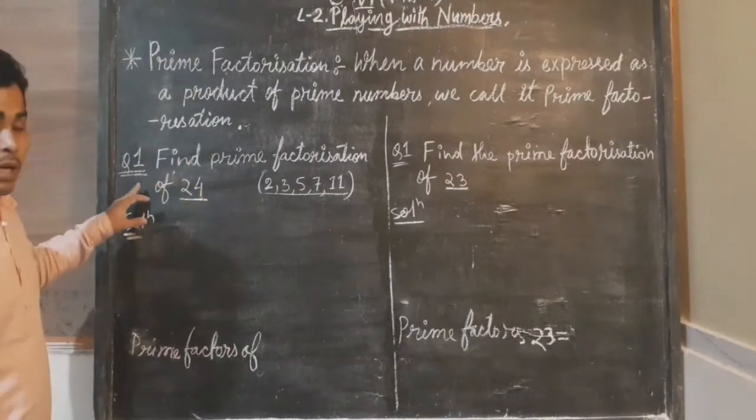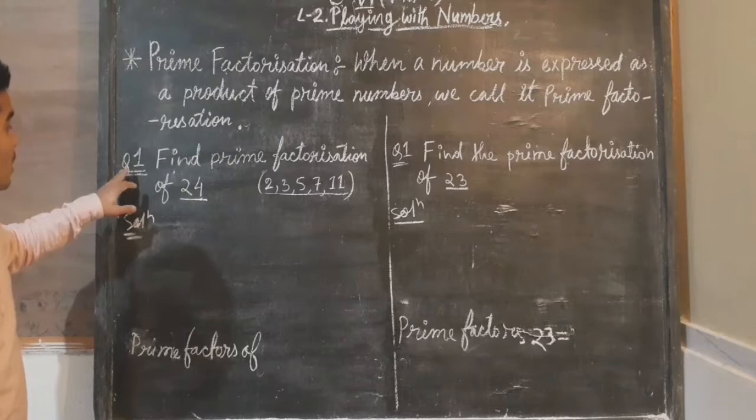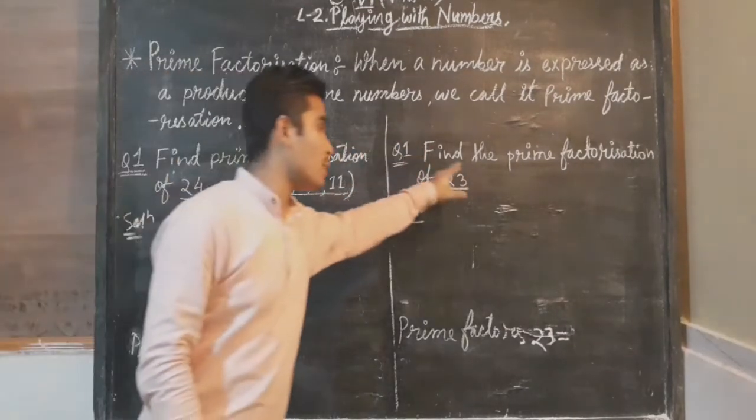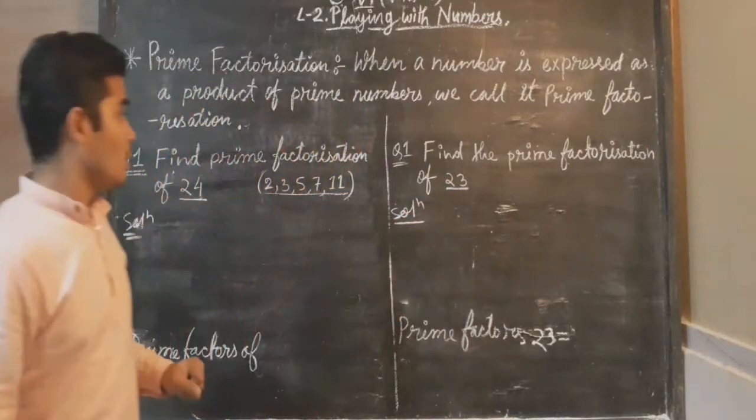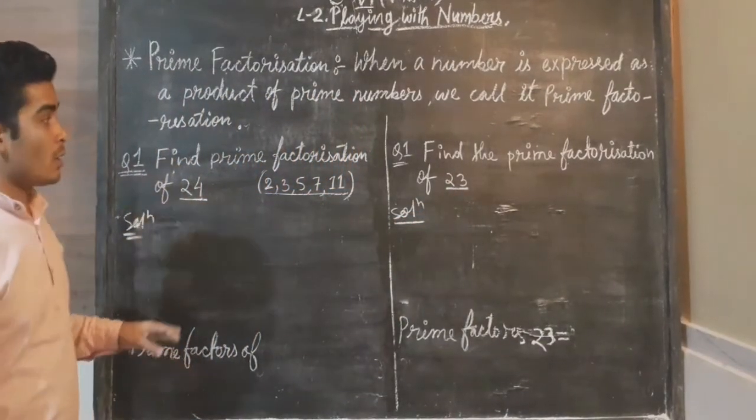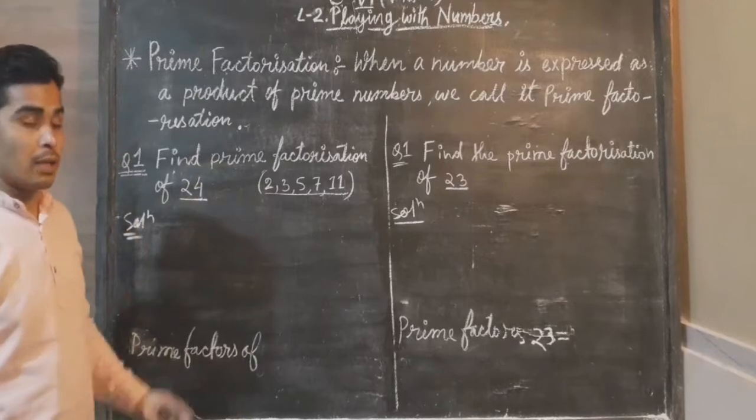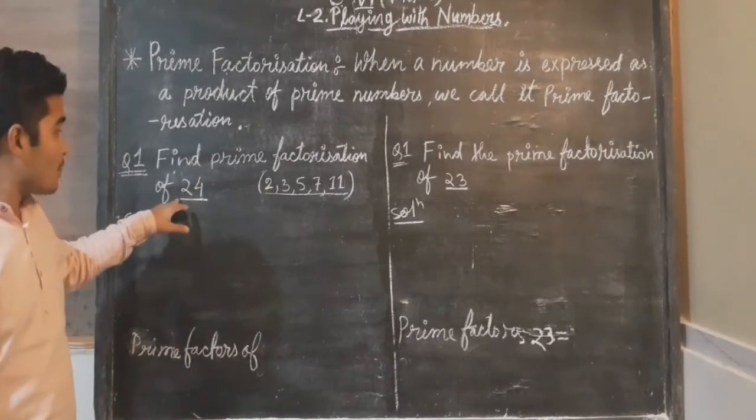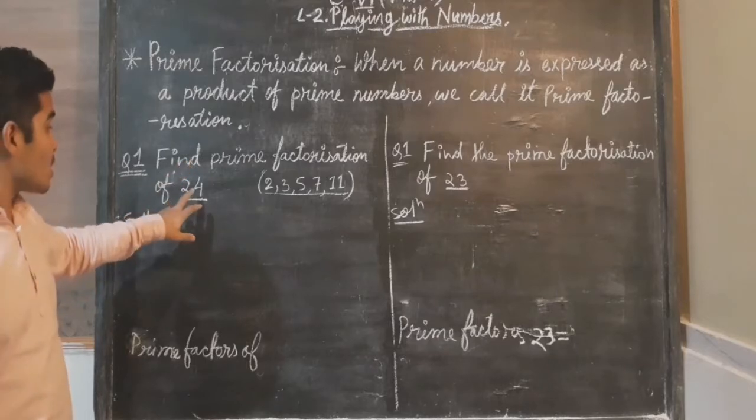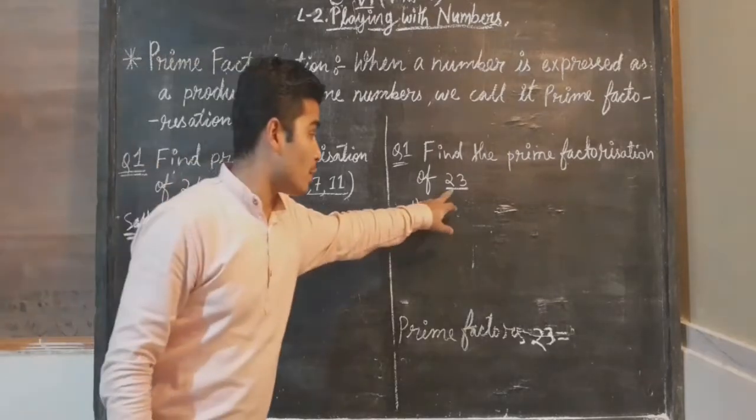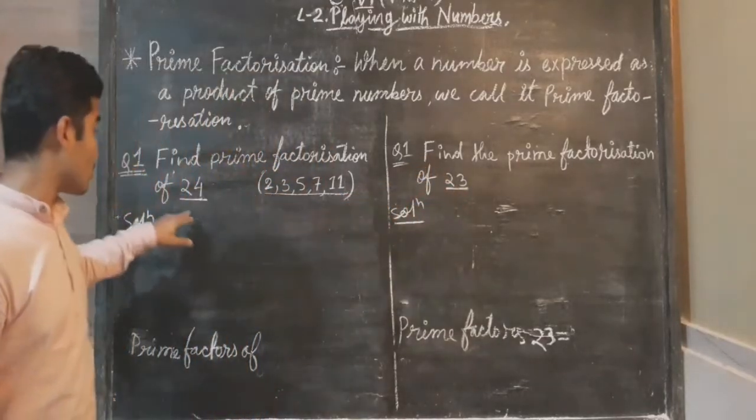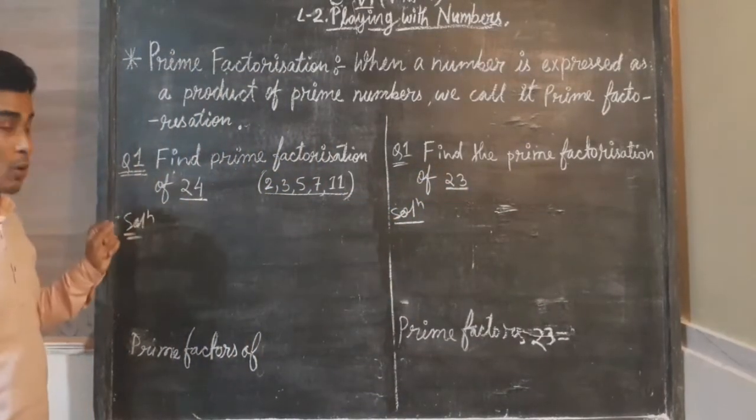Now let us take another example. Read the question. Find the prime factors of 24 and find the prime factors of 23. So we have already learned what is prime number. The number which has exactly two factors is called a prime number. Here I have taken two numbers. One is a composite number and one is a prime number. 23 is a prime number. So I will find the prime factors of 23 and the prime factors of 24, this composite number.